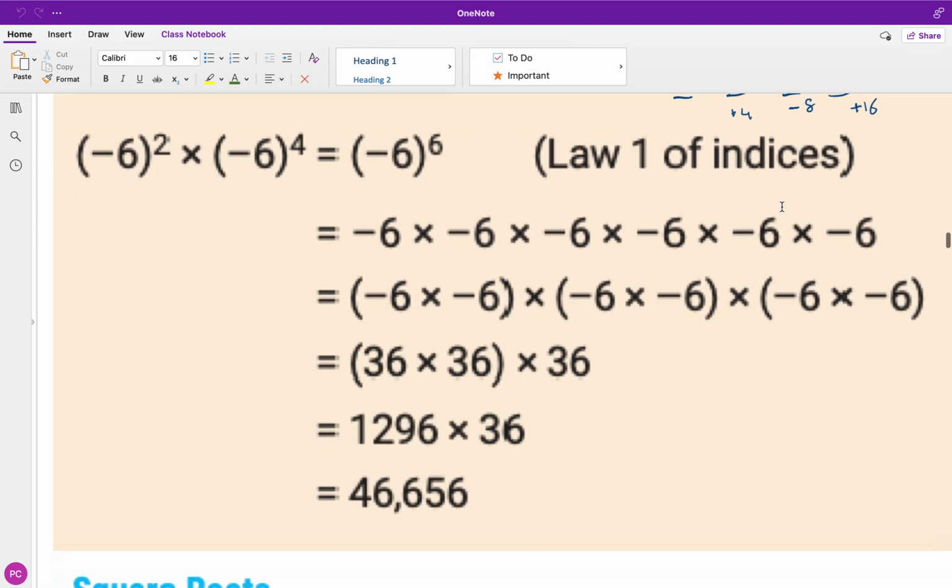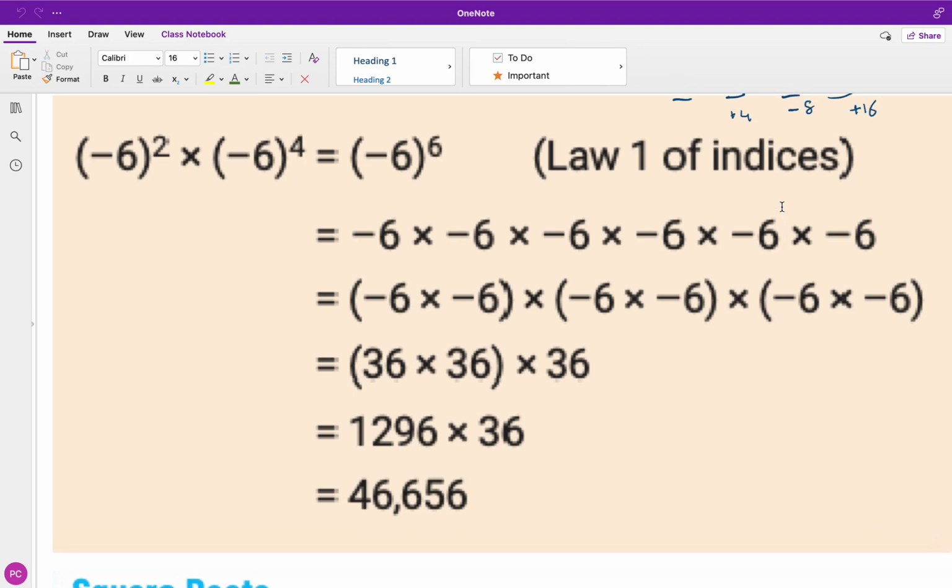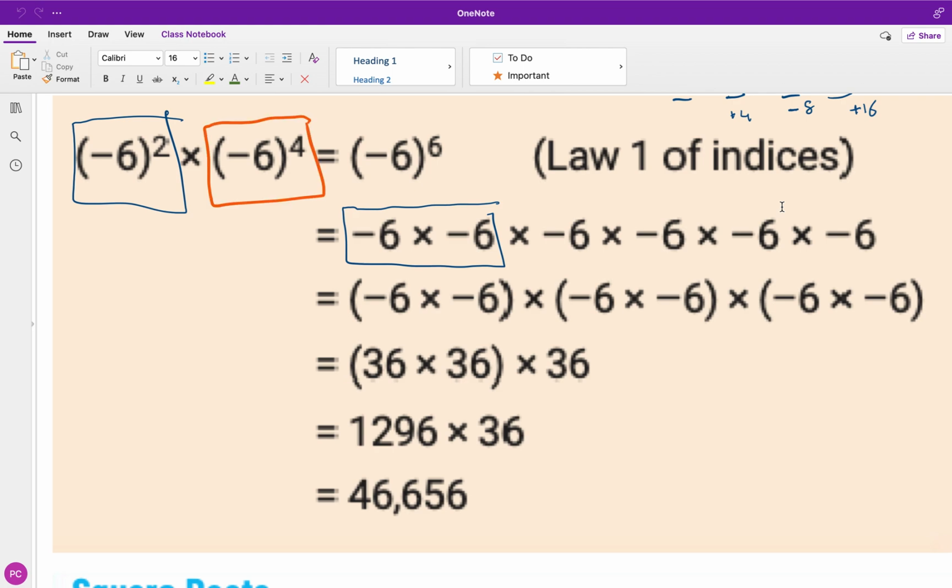Okay, so there's our law of indices. If you have something like this, minus 6 to the power of 2 by minus 6 to the power of 4, let's take this one here first. Minus 6 to the power of 2 is minus 6 by minus 6, and minus 6 to the power of 4 is minus 6 by minus 6 by minus 6 by minus 6. So minus 6 four times.